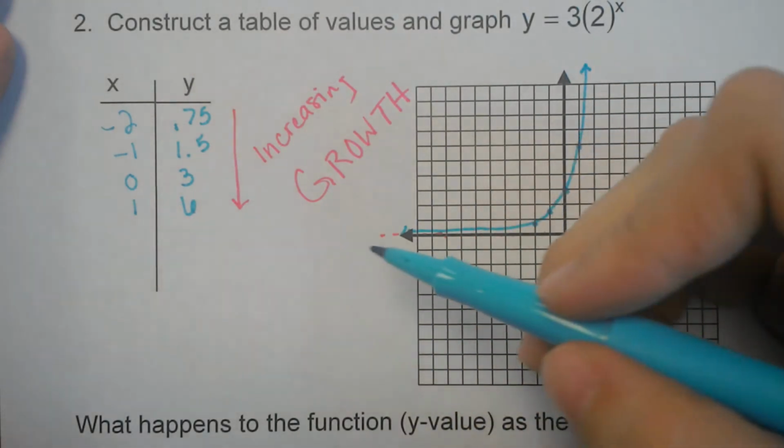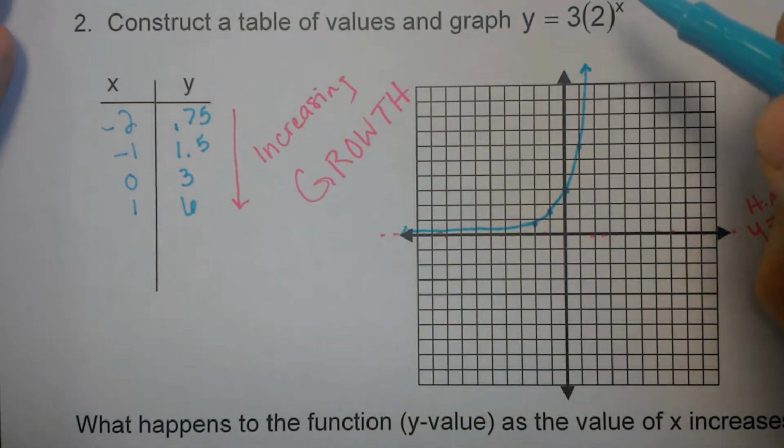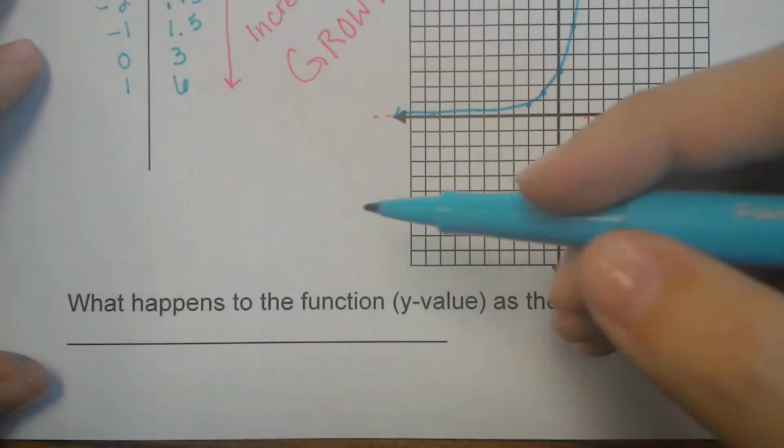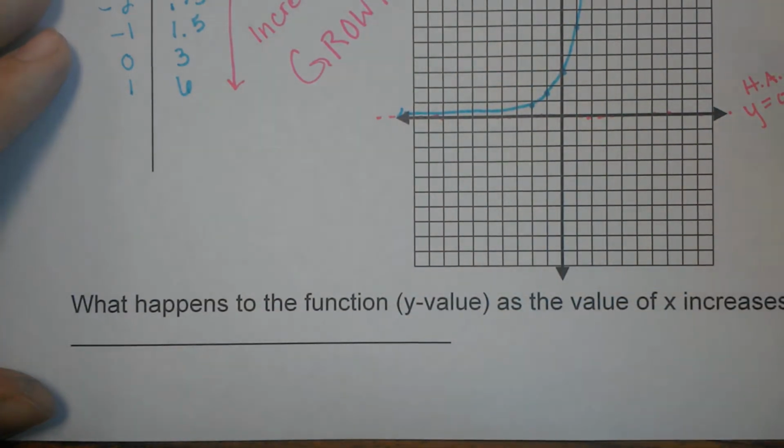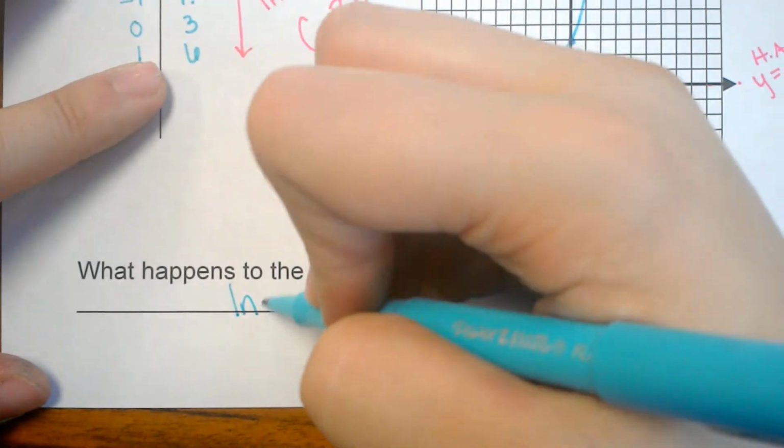And so left to right, it's increasing. So that's what this is asking. What happens to the function, the y value, as the value of x increases? Y increases.